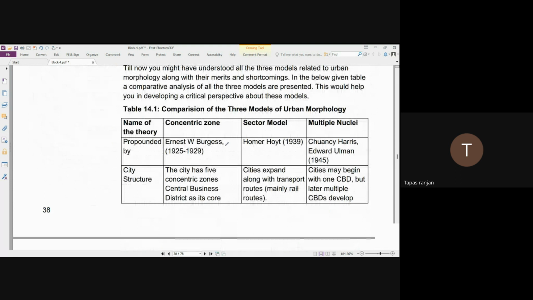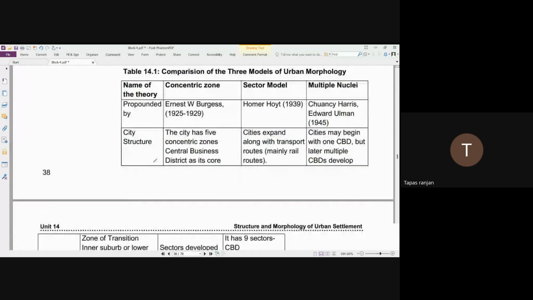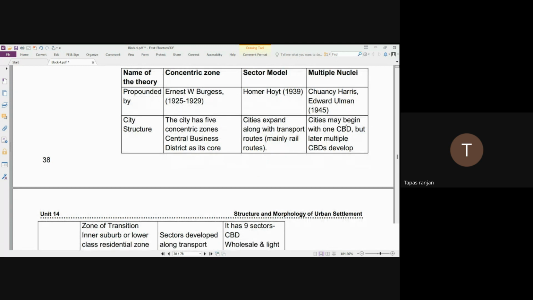Okay, so these are the different comparisons that have been given in this table. Here, in the concentric zone model, the city structure is basically concentric zones, and in the sector model, the structure is basically within the sectors. You will have different sectors, and in the multiple nuclei model, it is basically divided into different zones also.